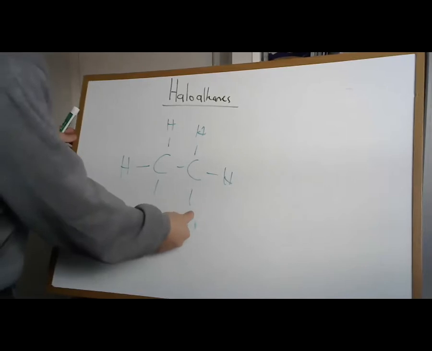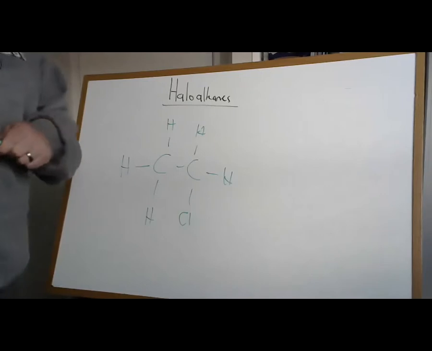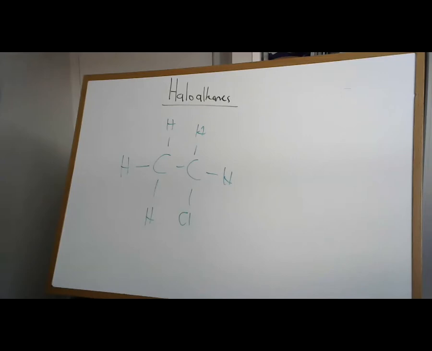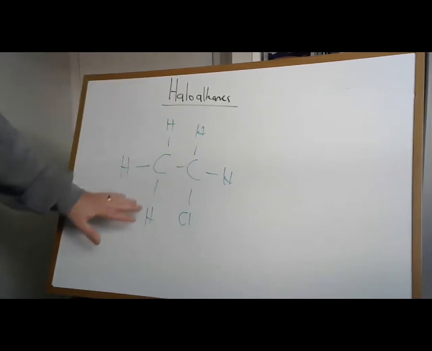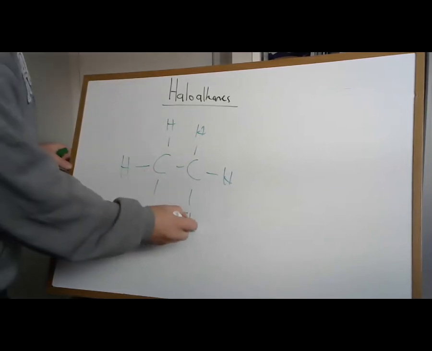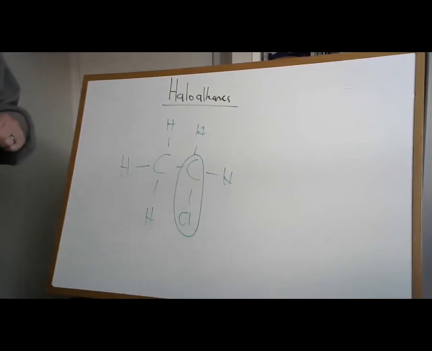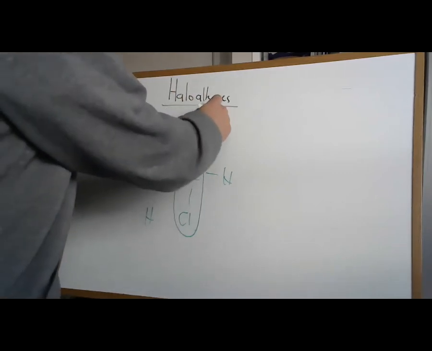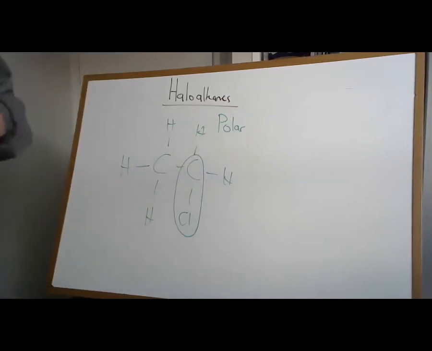Might be a better example, might be chlorine or bromine. Now, this is where it gets a bit fuzzy, although the haloalkanes are almost the same as hydrocarbons. This bond here is actually slightly polar. So they are a polar molecule, but they're not very polar. The polarity is weak.